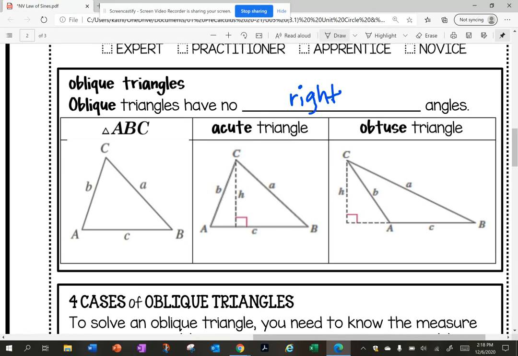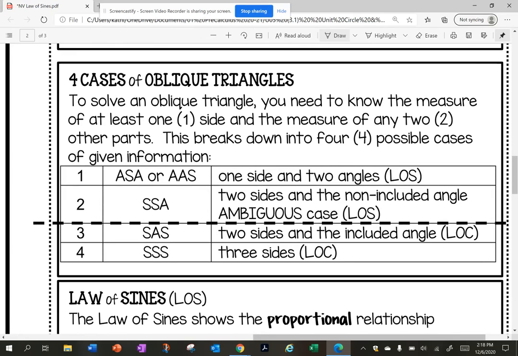Okay, so we have 4 types of cases that we use to solve. The first case is when I have one side and 2 angles. They can be in the order of angle side angle or angle angle side. Or the second case where I have 2 sides and the non-included angle, and that's called side side angle. These are the cases that we are going to cover with the law of sines. And in the lesson with the law of cosines, we will cover the other 2 cases.